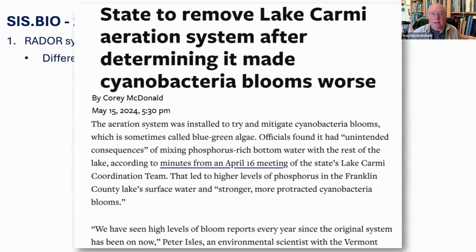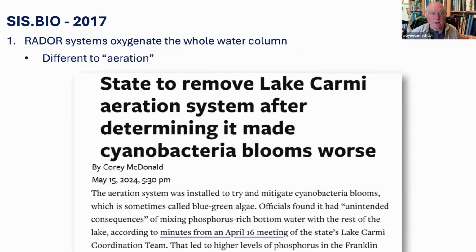A good example of that is Lake Carmi in Vermont, in which an aeration system, just a bubbler system, was installed to try and mitigate cyanobacteria blooms, and it had unintended consequences of simply mixing the phosphorus-rich bottom, and that led to higher levels of phosphorus and stronger, more protracted cyanobacteria, forcing them to completely remove that system and not being able to remediate or prevent cyanobacteria blooms.